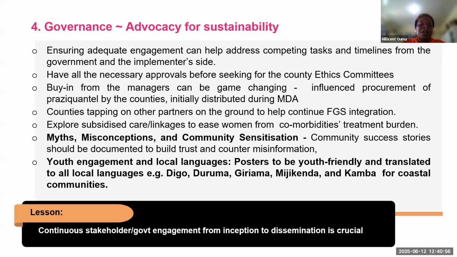Through this engagement, we've realized that the teams in the 3 counties are quite receptive, and it has influenced even procurement of praziquantel, which was initially available during MDAs only. When we were starting, we didn't have enough praziquantel. But as we are ending, counties are having praziquantel, and they are even tapping on other resources like available partners on the ground to help them continue with the FGS integration.